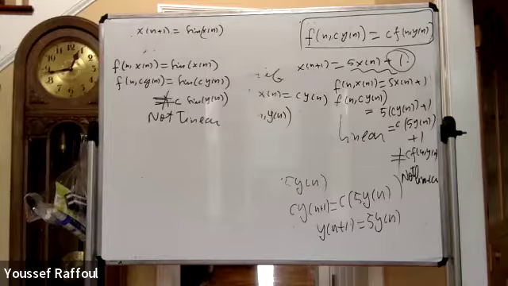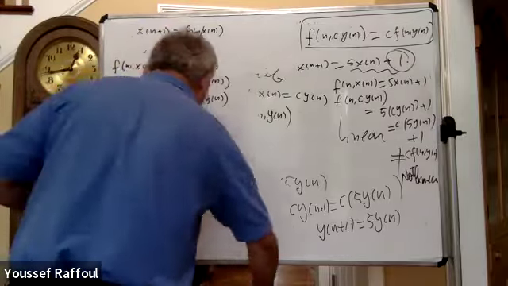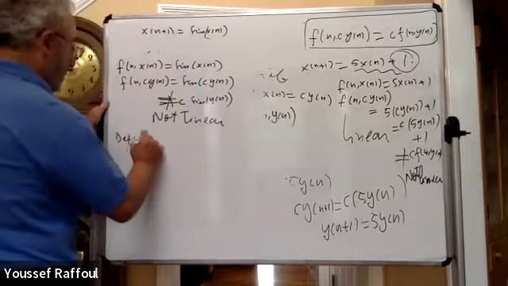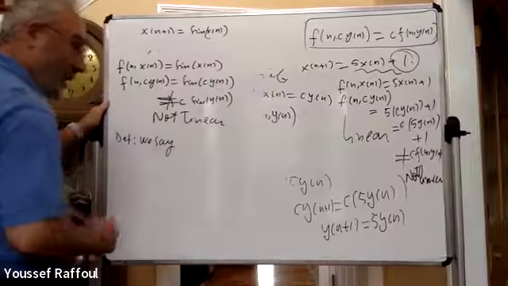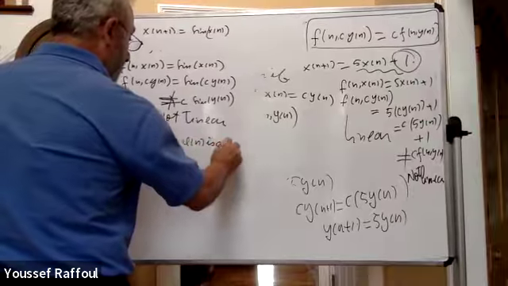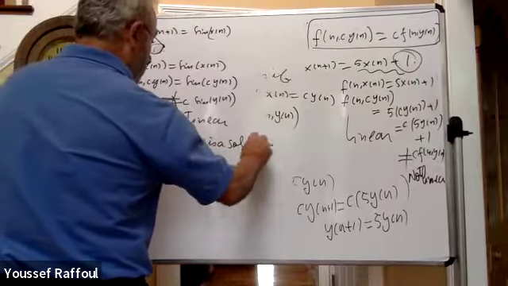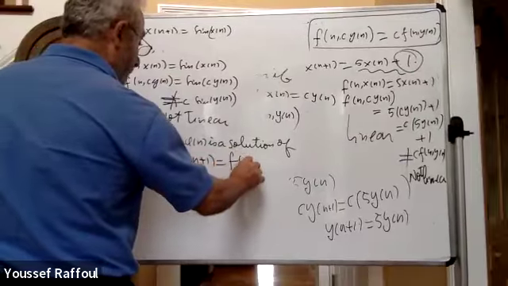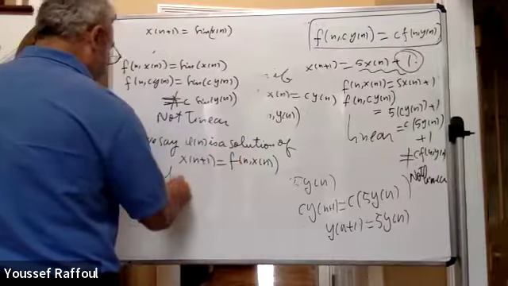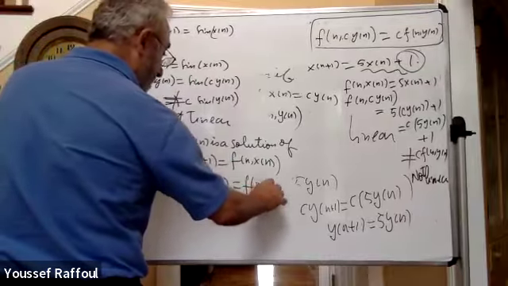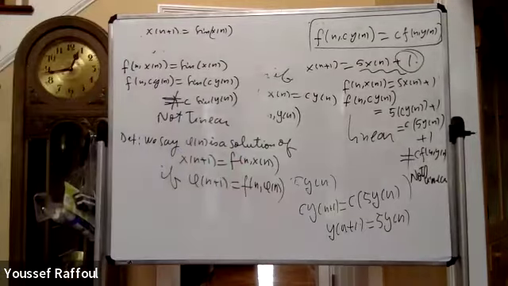Let's say, definition. We say phi n is a solution of x n plus 1 equals f n of x n if phi n plus 1 equals f n of phi n. So this is what it means for something to be a solution.